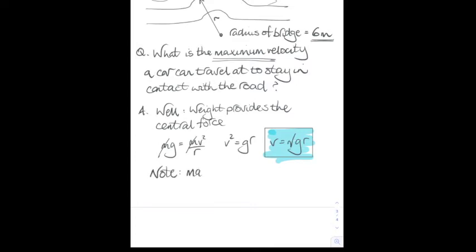And here's the amazing thing with these questions. Mass doesn't matter, because the mass cancels out. The weight of the car cancels out with the central force. So, in that equation, v equals root gr, there is no mention of the mass. It's just 9.8 times 6, 7.7 metres per second, regardless of whether it's a big heavy car or a wee light car.